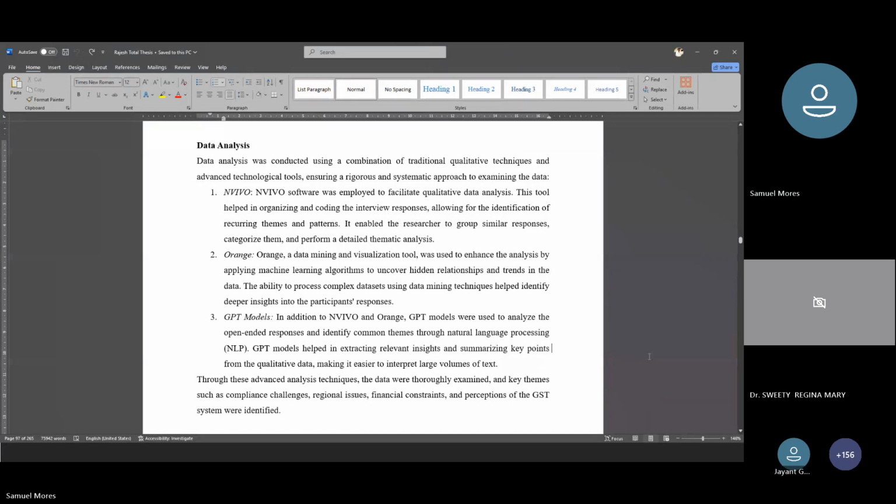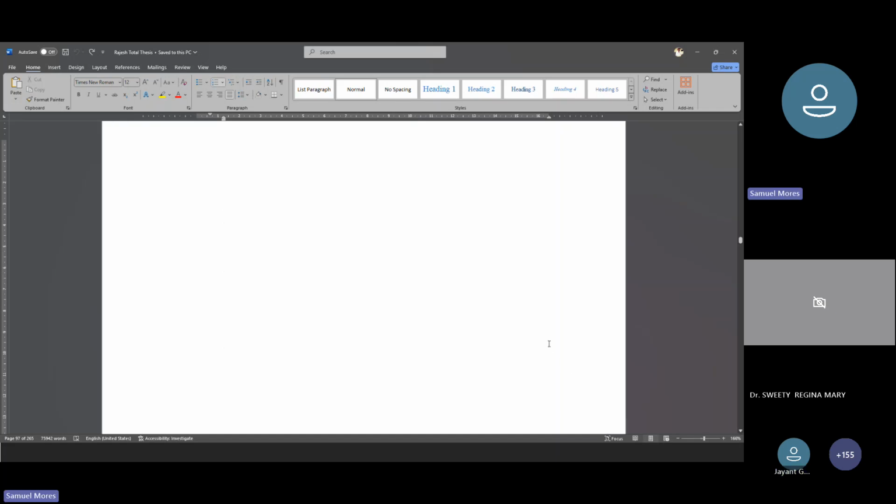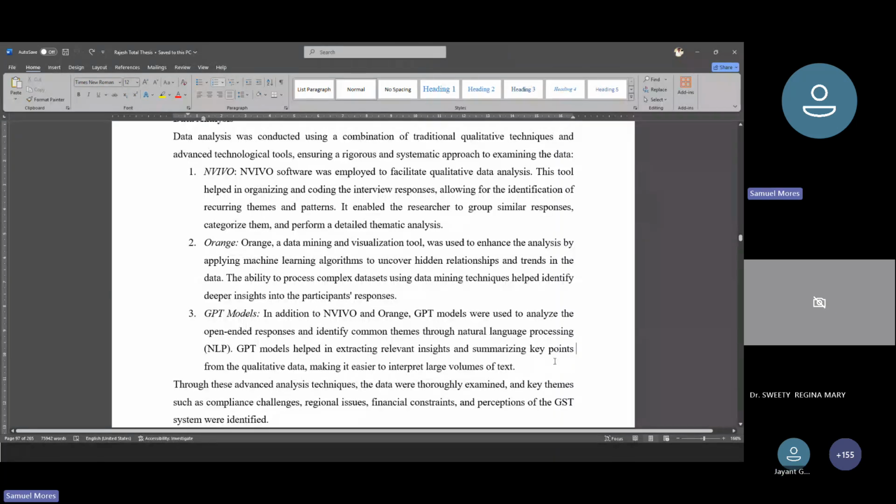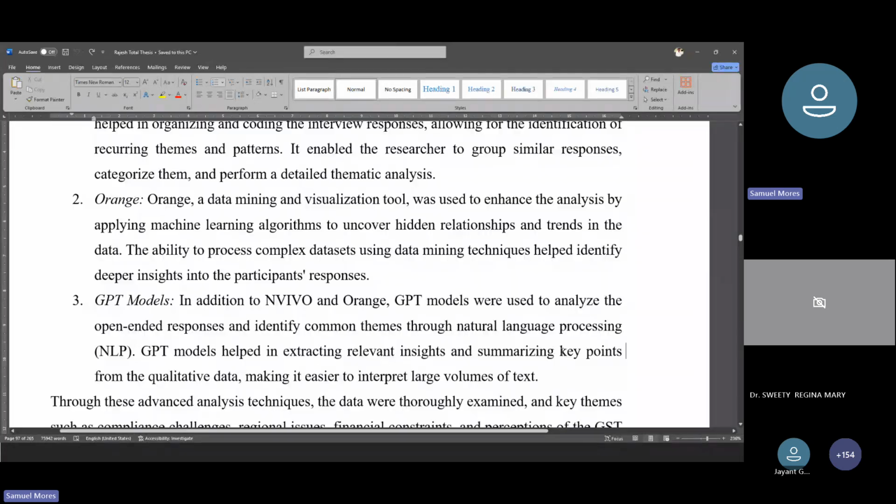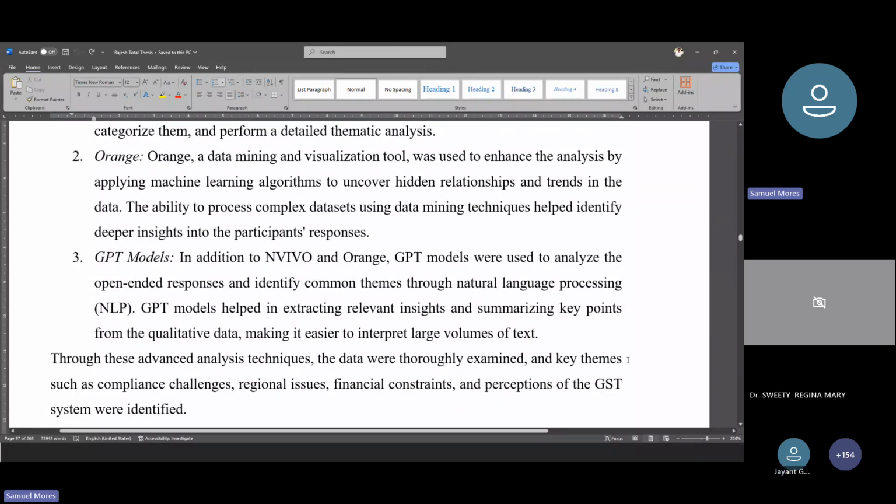But the screen is very small, sir. Is it not visible? It is not visible. Okay, let me zoom it, sir. Okay, sir.